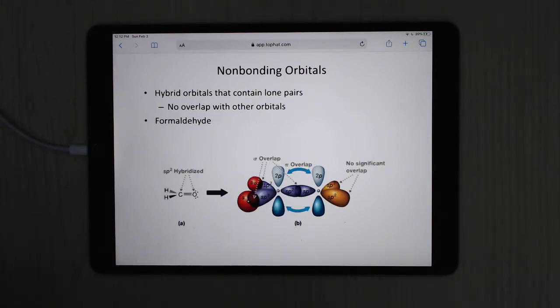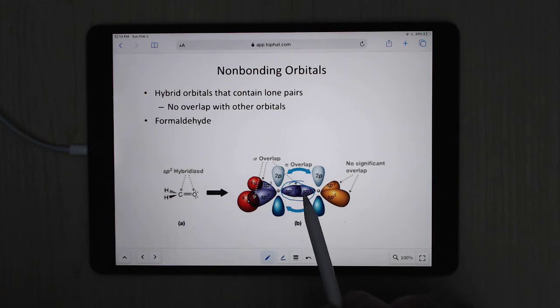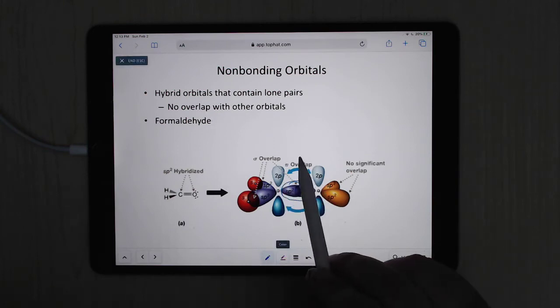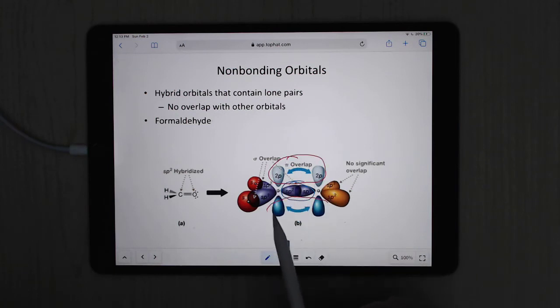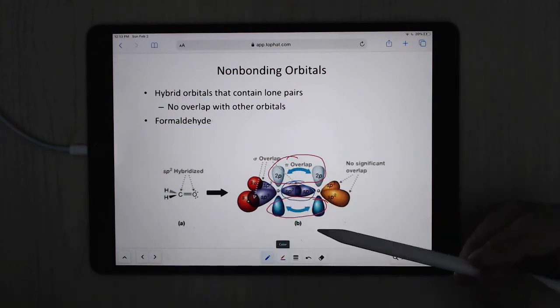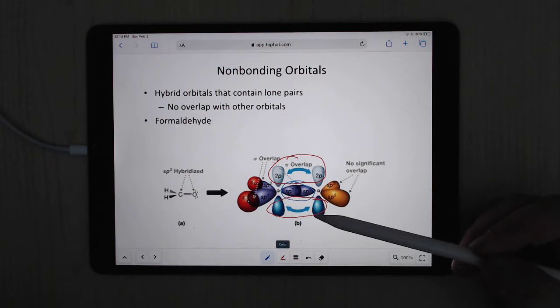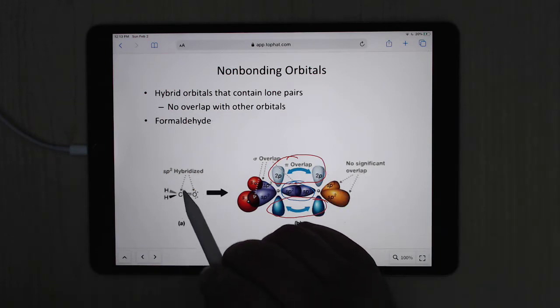Now we can also have antibonding. You've got these two hybrid orbitals making the sigma bond. You've got this here and this here. You need both parts to make a pi bond. So that's the second bond here.